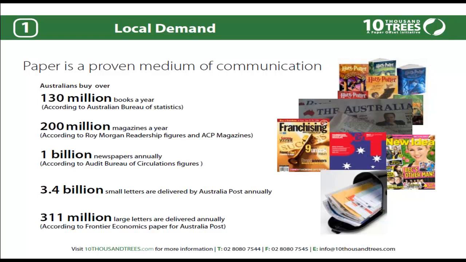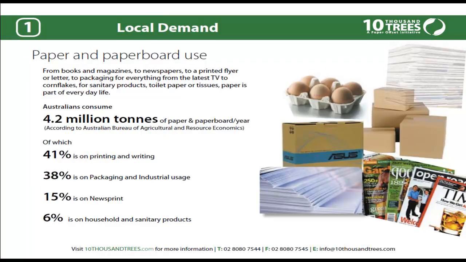But in terms of Australian use, we use 130 million books a year, 200 million magazines a year, 1 billion newspapers annually, 3.4 billion small letters, and over 300 million large letters. So it's quite a big consumption of paper here in Australia itself. But paper in this form is not the only paper that we're actually seeing around and using. We also use things like paperboard, and you find that quite a large consumption of paper comes from there as well. The other forms would be things like your toilet paper, your tissues, your serviettes, stuff like that.